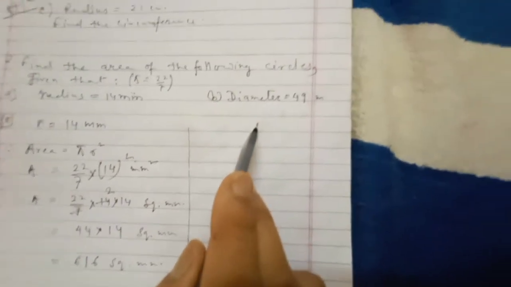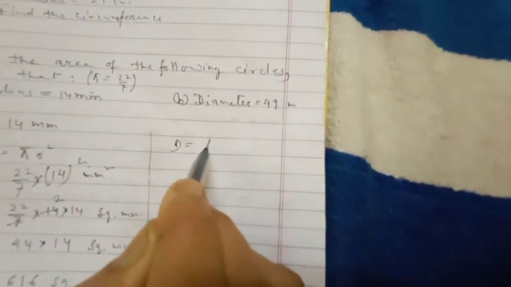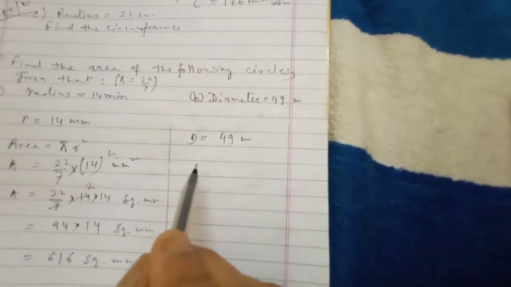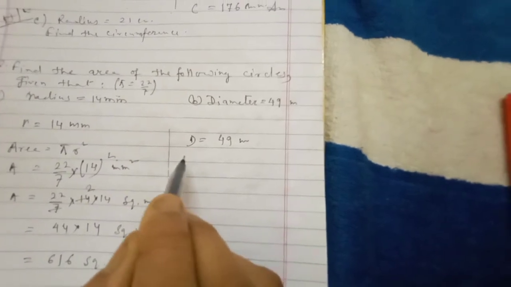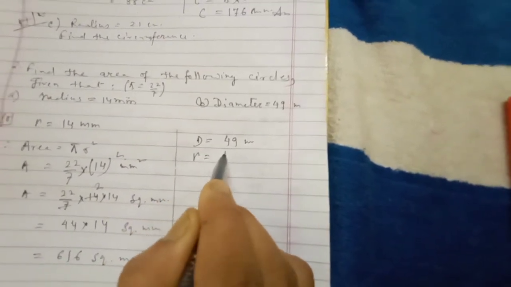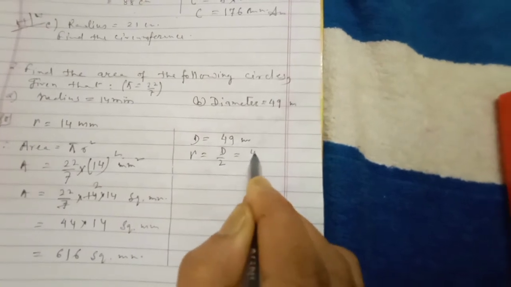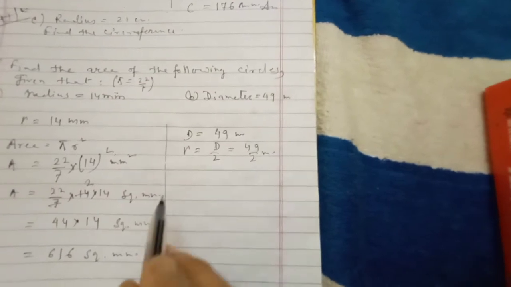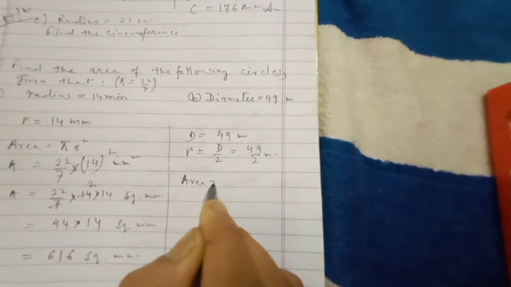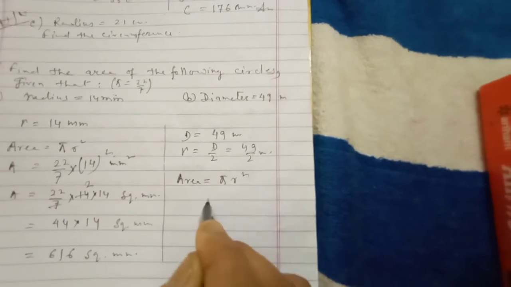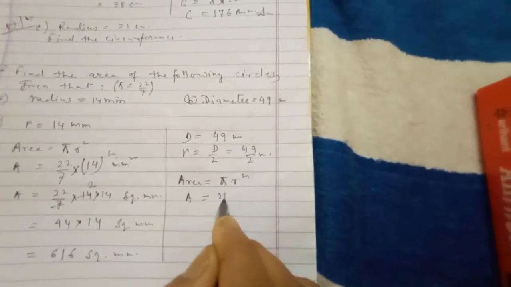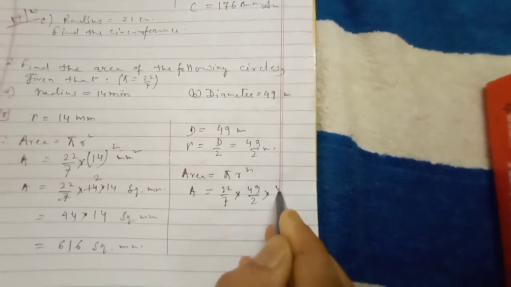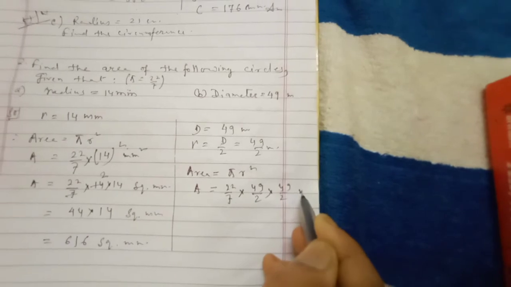when the diameter is 49 meter, our formula uses radius only. So radius is equal to diameter by 2, that is 49 by 2 meter. By using this value, we can find the area of a circle. Area is pi r square, value of pi 22 by 7, r square means 49 by 2 into 49 by 2 square meter.